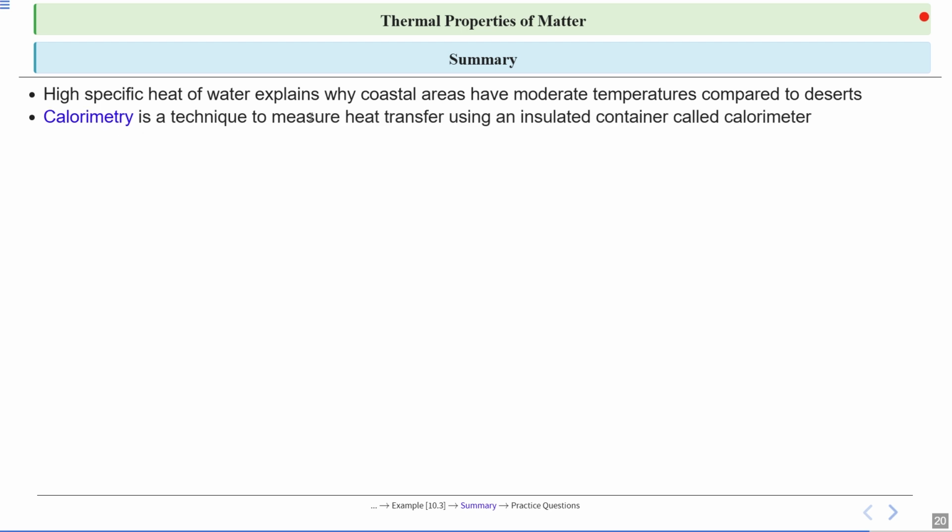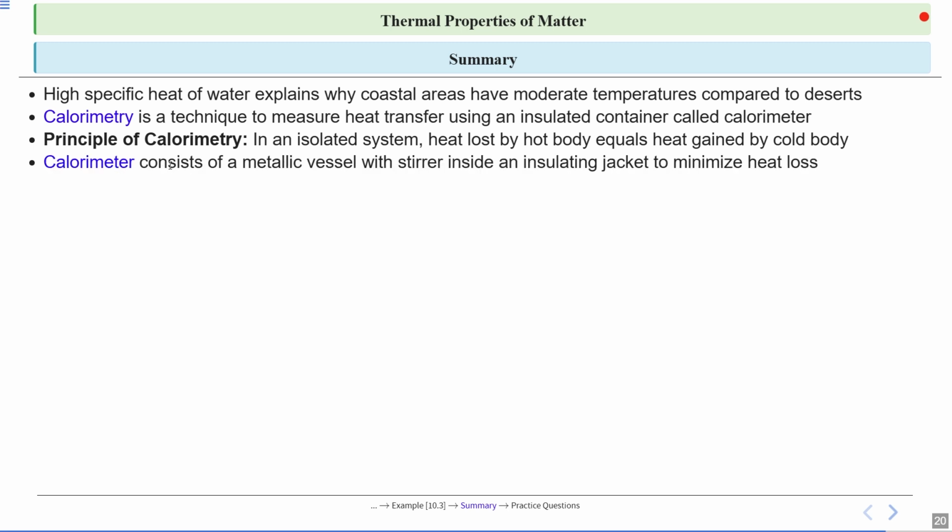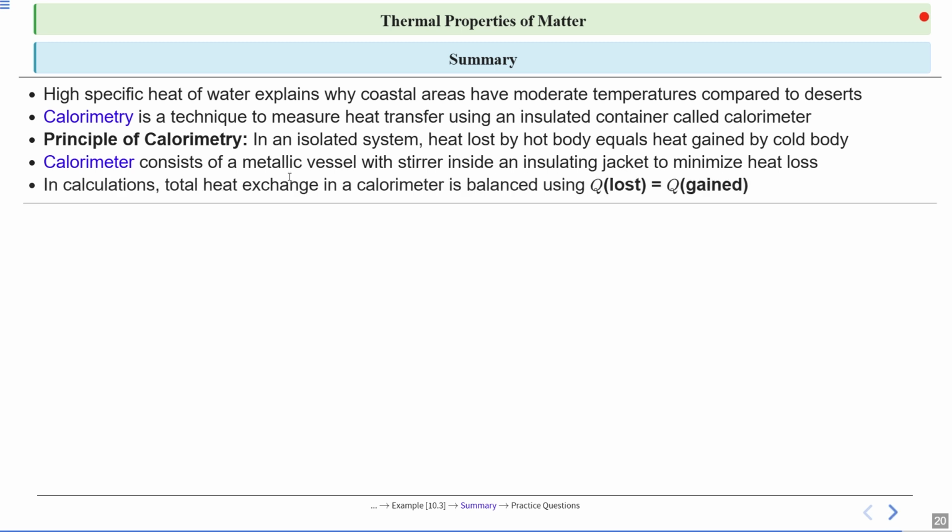Calorimetry is a technique to measure heat transfer using an insulated container called a calorimeter. Principle of calorimetry: in an isolated system, heat lost by the hot body equals heat gained by the cold body. A calorimeter consists of a metallic vessel with a stirrer inside an insulating jacket to minimize heat loss. In calculations, total heat exchange in the calorimeter is balanced using heat lost is equal to heat gained. All right.